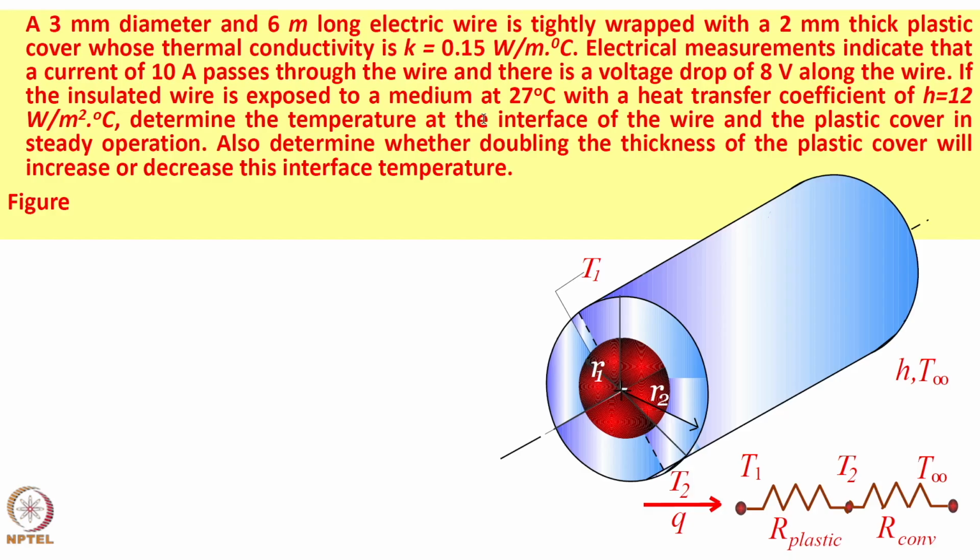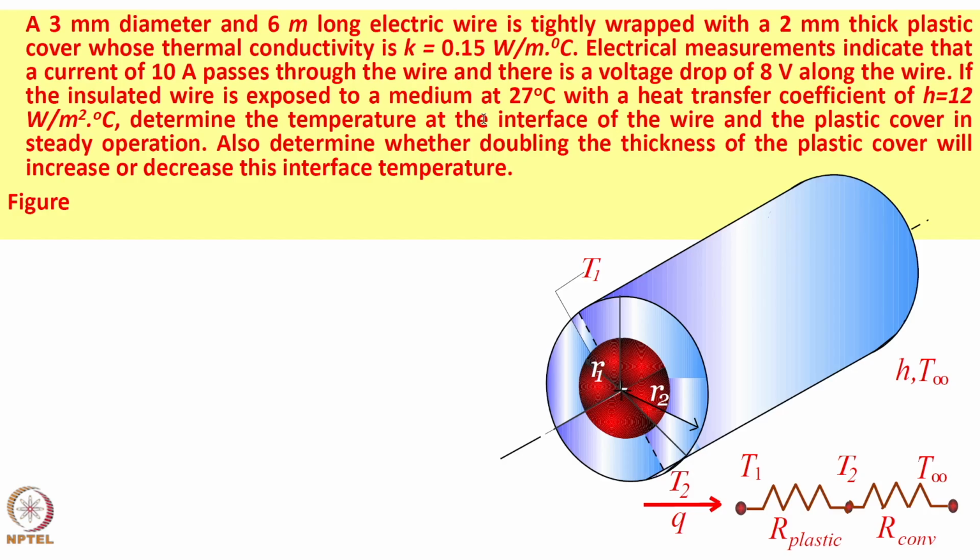Okay. So, you have an insulation whose thermal conductivity is 0.15. That is the value of the thermal conductivity of that insulating material. Electrical measurements indicate that a current of 10 ampere passes through the wire, with a voltage drop of 8. So, I is given, V is given. So, you know V into I, which is the power, which is the heat that is being passed through. From that I will get that.